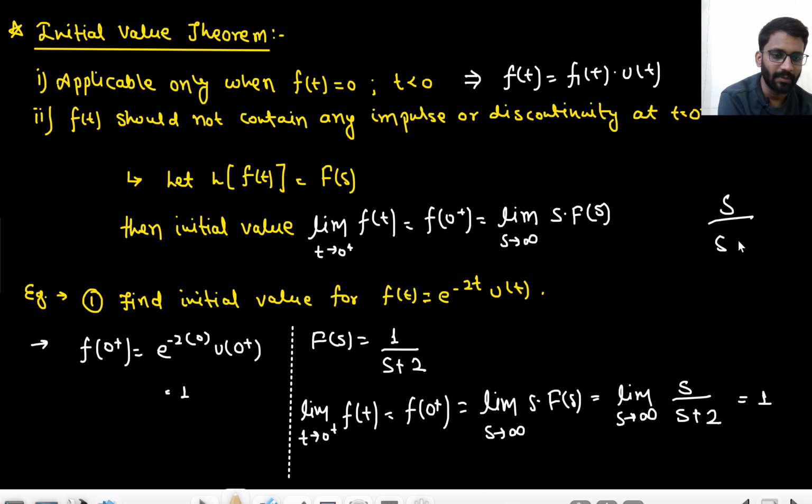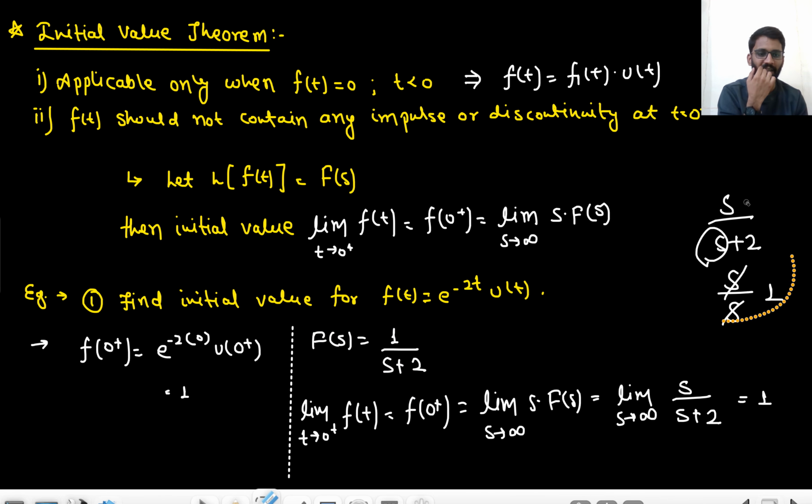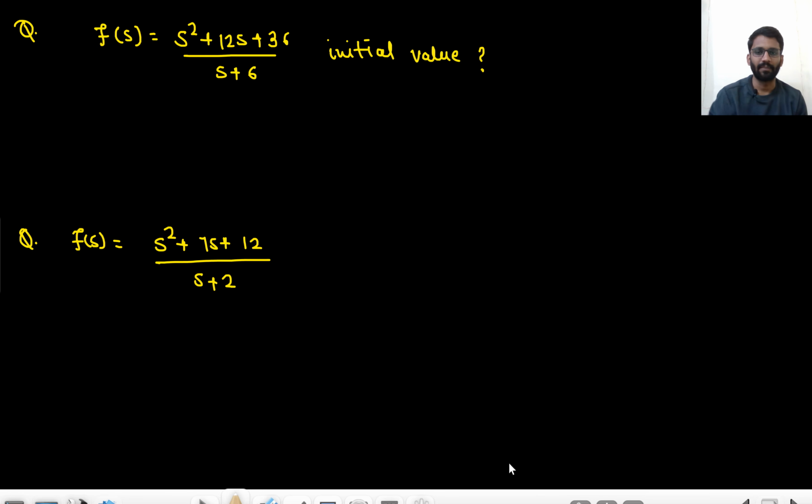Look, s upon s plus 2. Now s is tending to infinity, that means s is very large. s is much larger than 2. So I can replace s plus 2 with s only. So s and s will get cancelled and you will get 1. Right? So here you can see, here also I am getting 1 and here also I am getting 1. Okay? Let's see example number 2.